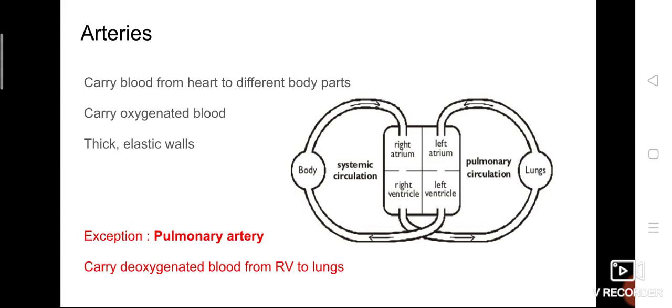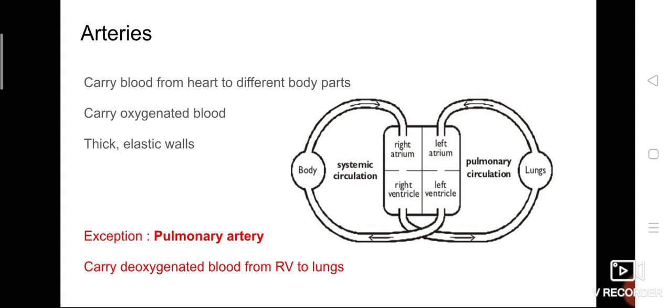There are 2 types of blood in our body. One is oxygenated blood and the other is deoxygenated blood, isn't it? Oxygenated blood is necessary for all the cells of our body. So from the heart to body parts means what? All body parts. All the cells of our body need blood. So what blood does it need? Definitely it needs oxygenated blood. For what purpose? For respiration.